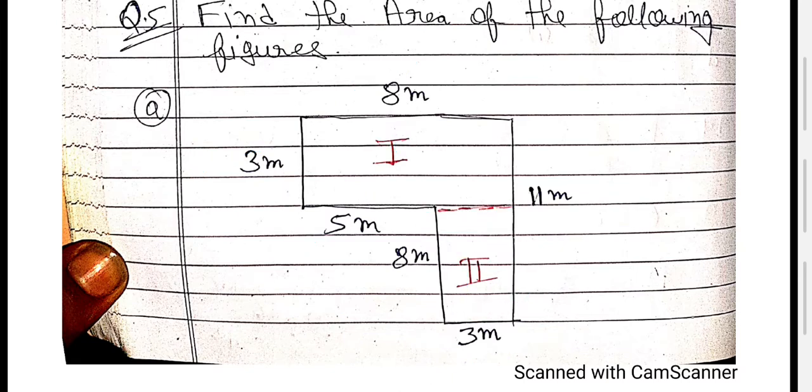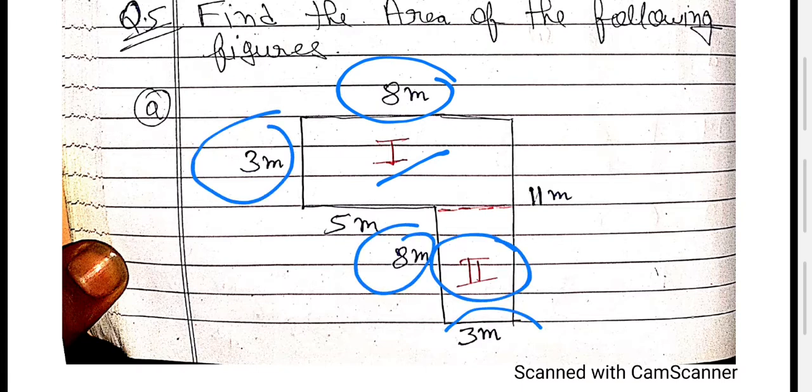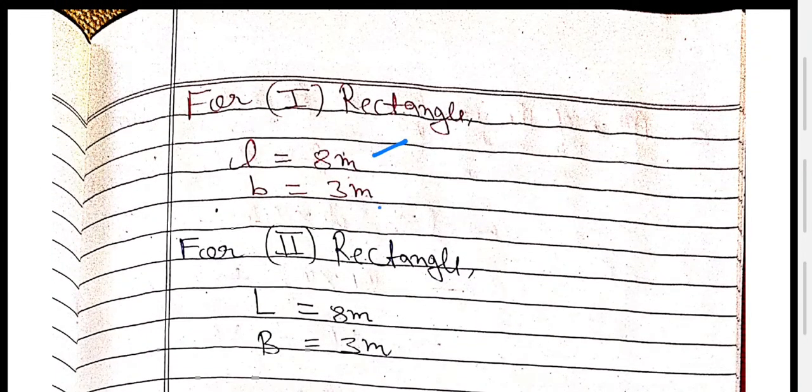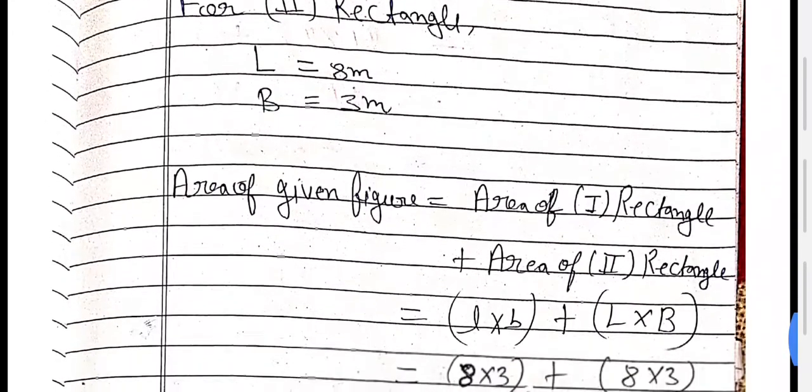Now for the first rectangle, what is the length? Length is 8 and what is the breadth? Breadth is 3. And for the second rectangle, length is 8 and breadth is 3. So I am writing here, for the first rectangle length is 8, breadth is 3, and for the second rectangle length is 8, breadth is 3. So for the first rectangle I take small l and b, and for the second rectangle I take capital L and capital B. So what is the area of the figure?